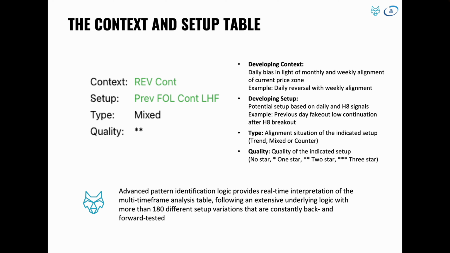But then the setup, this is the daily and the 8 hour. So this is really giving you almost a signal. It is not a signal, and you should not treat it as a signal. It's only showing you a potential setup in a specific price zone. So if this shows previous fake out low, continuation, low hanging fruit, that means we had a previous day's fake out low, and the current day trades inside. So I really like that.